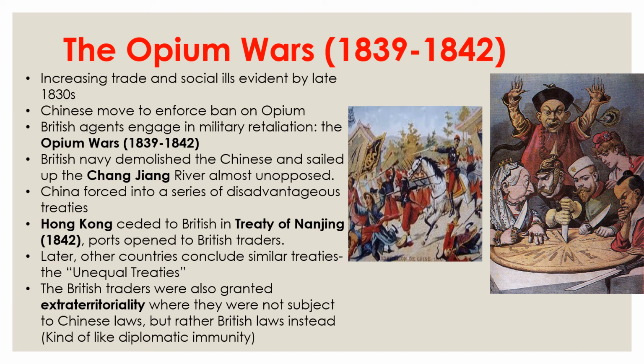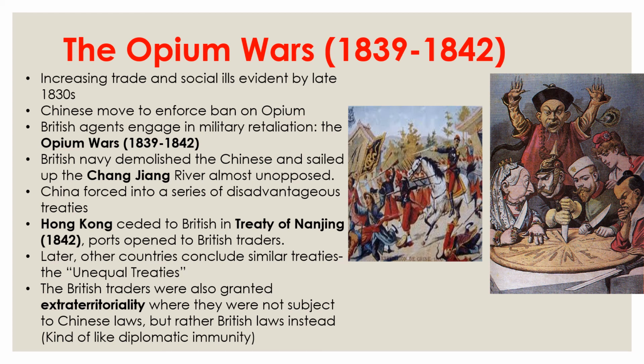This meant that Hong Kong would be a British colony, and Hong Kong would remain a possession of Great Britain until 1997, folks. 1997. Other ports were also opened to British traders, not just the few small ports that had been allowed by the Qing leadership before. And later on, other countries will force their way into China through similar treaties, and these all became known as the unequal treaties because these treaties primarily benefited the Western countries rather than the Chinese.